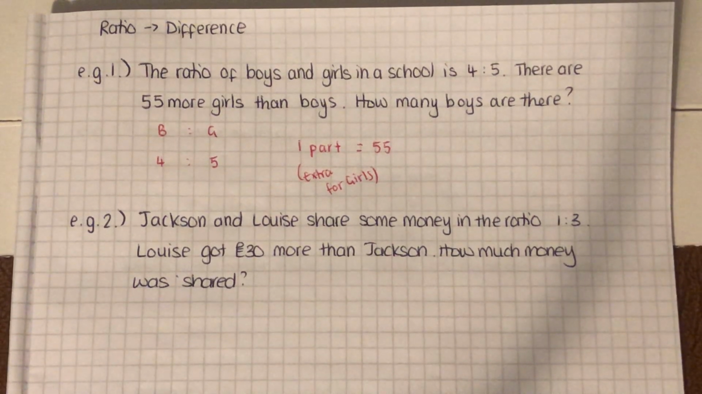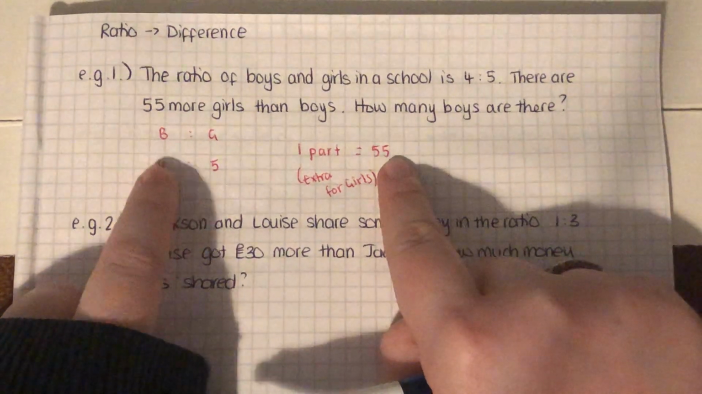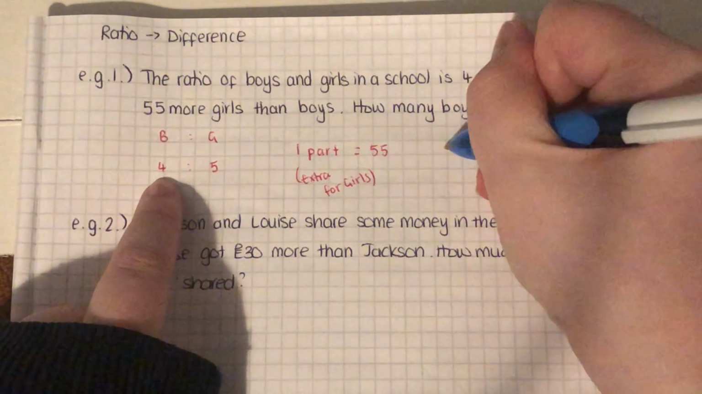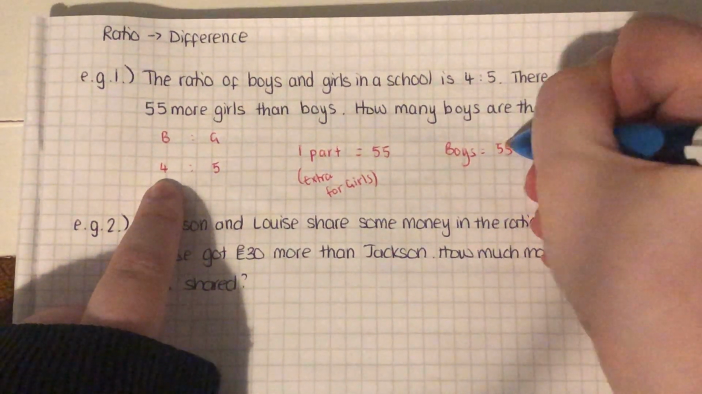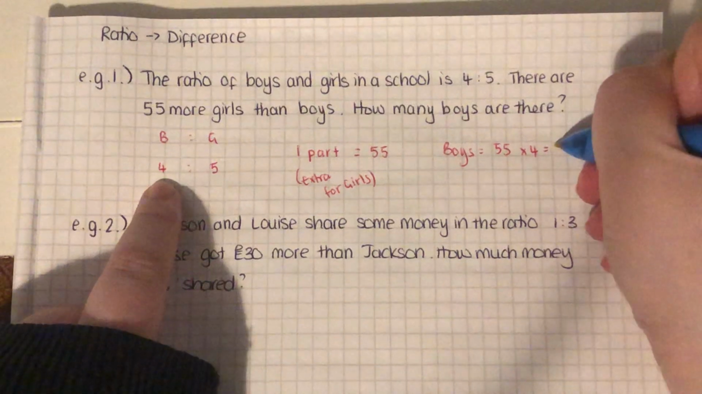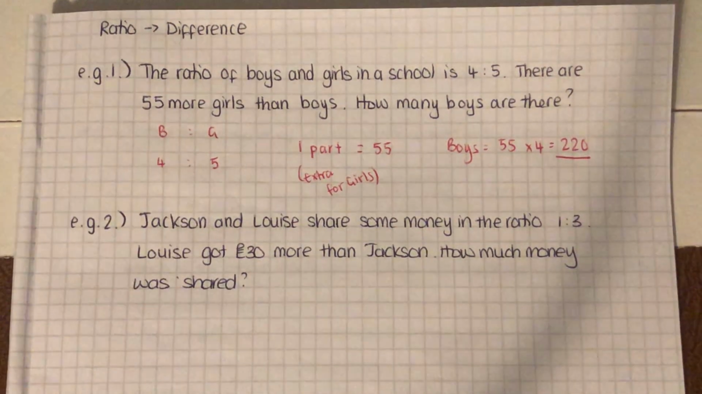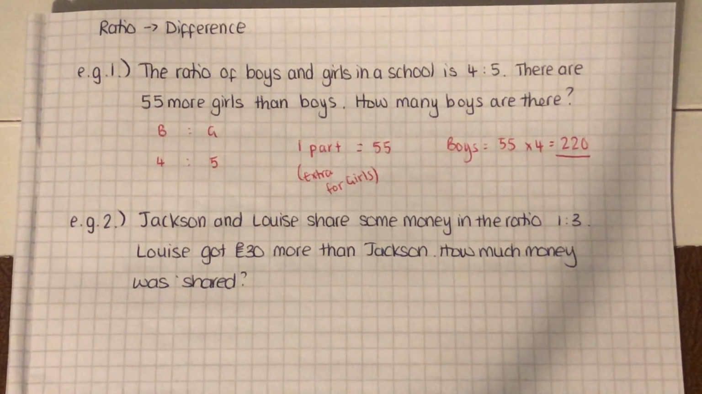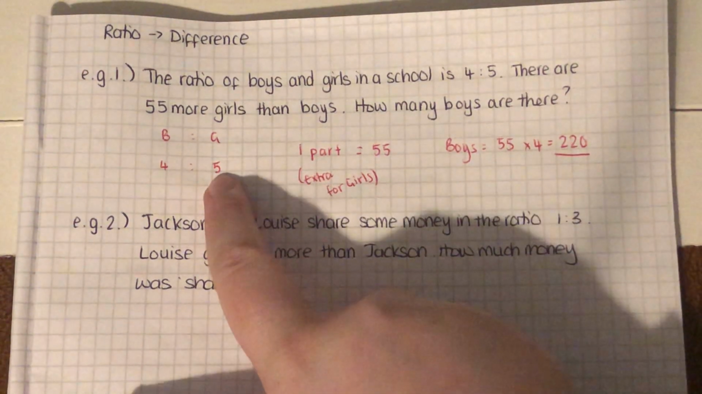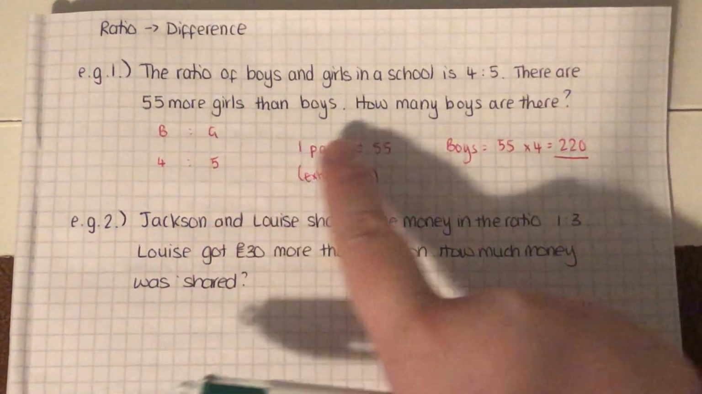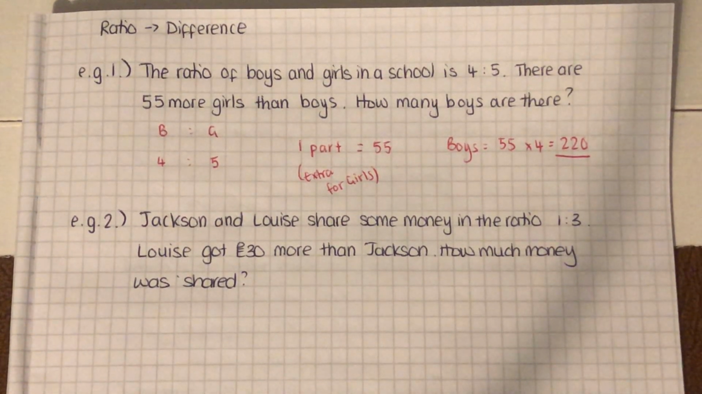Okay, so to work out how many boys there are, we know that one part is 55. The boys have 4 parts. So all we do is multiply the one part, so 55, with 4, which gives us 220. Okay, and that's the final answer. Now later on they might ask questions like how many were there in total. So what you would do is you'd work out the number of girls. So same idea, 5 times 55, which gives you 275, and then you would add that on to the number of boys.